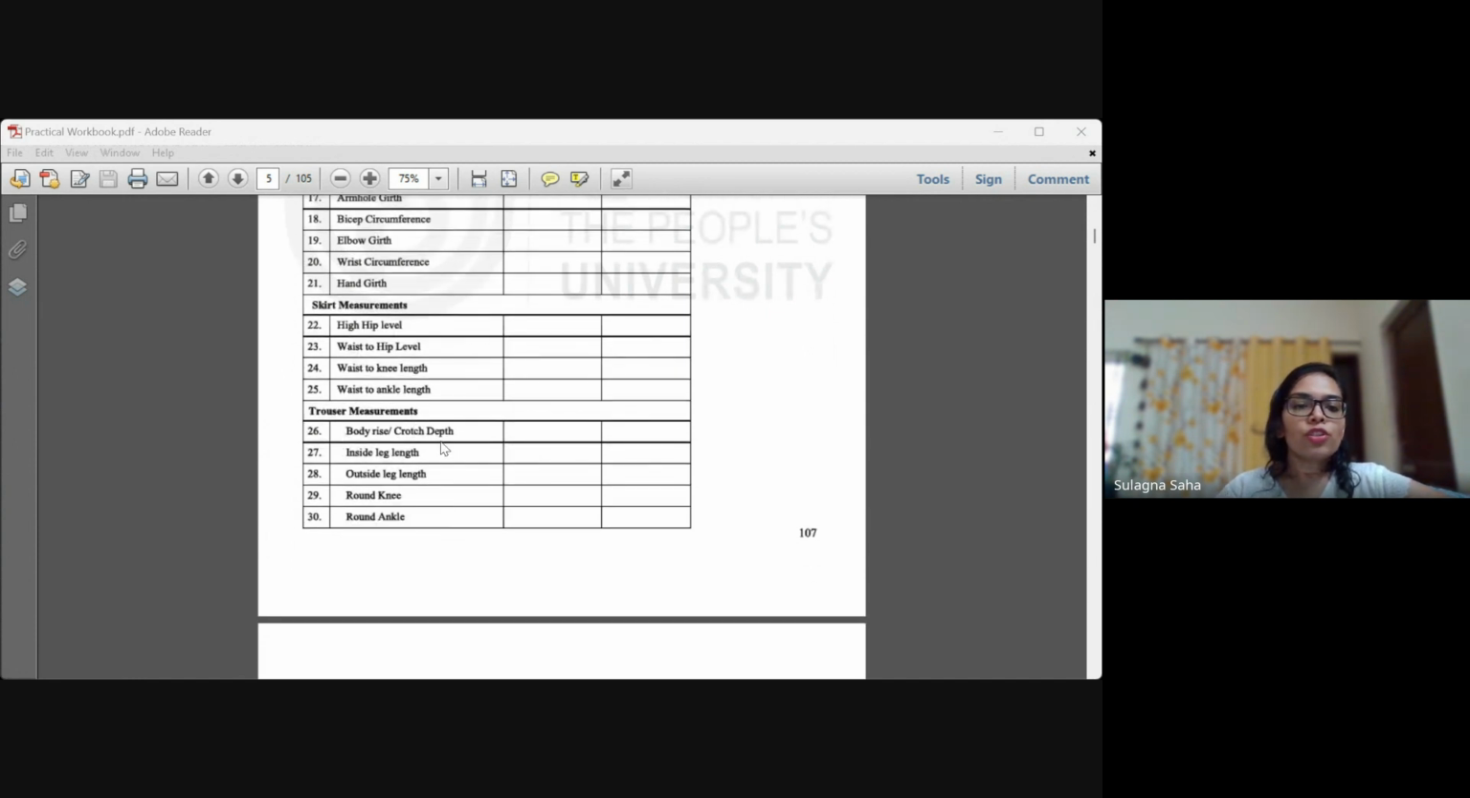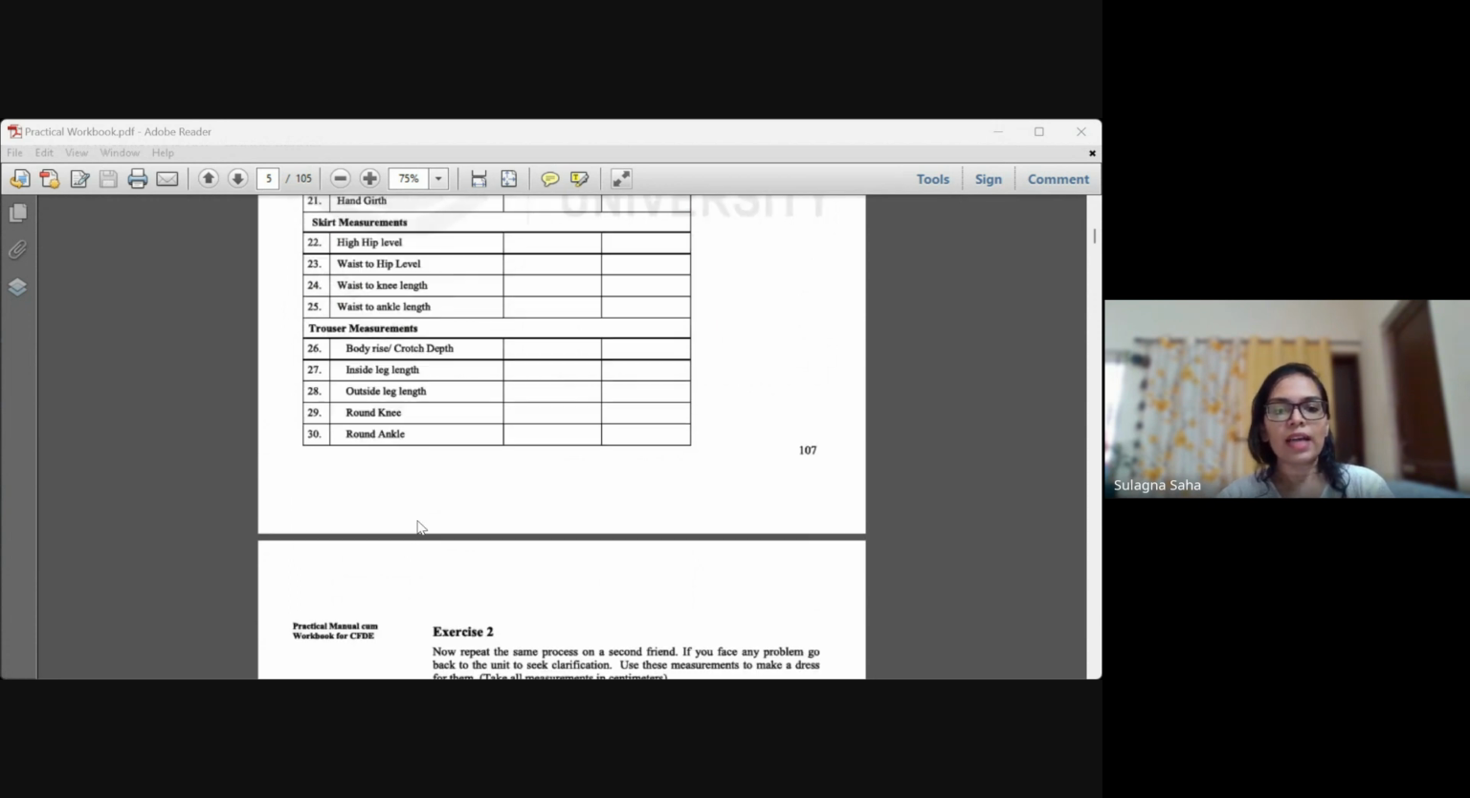For the trouser, you're going to measure the body rise or the crotch. How are you going to measure it? From the waist till wherever the legs are joining. You can ask the person to wear some sort of pants or leggings on which you can measure it. The inside length, again, from the joining of the legs till the ankle. Outside, from the waist side seam to the bottom. Round knee, the knee girth, and the ankle girth.